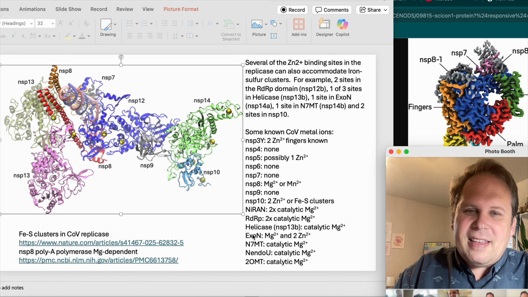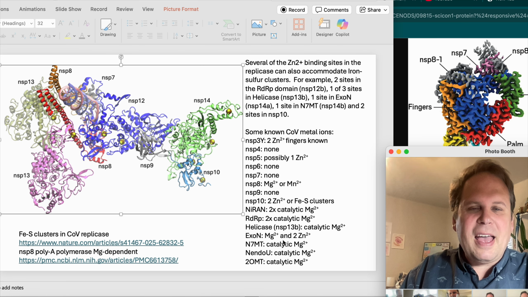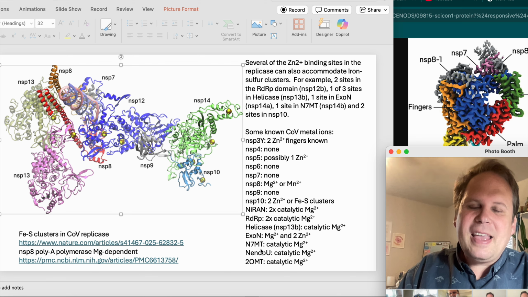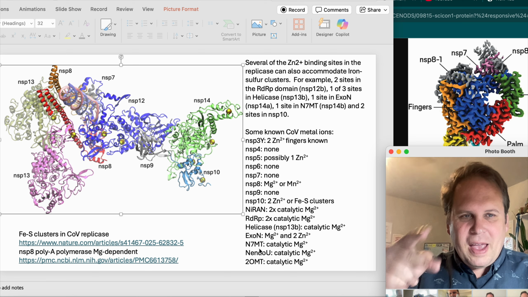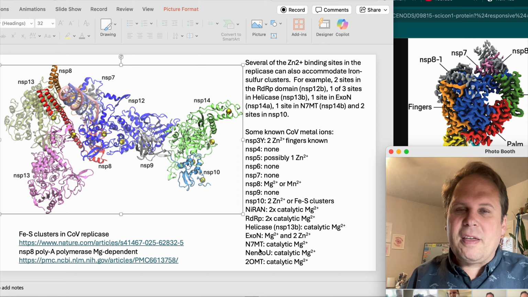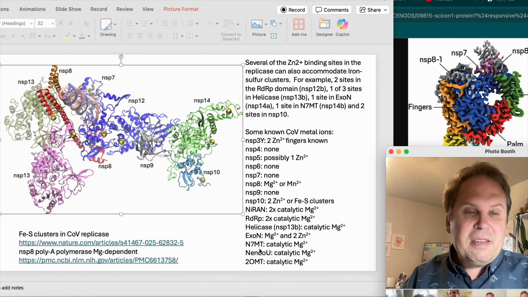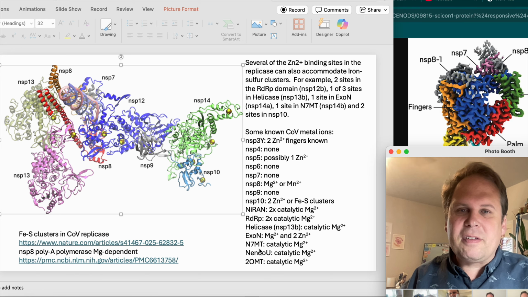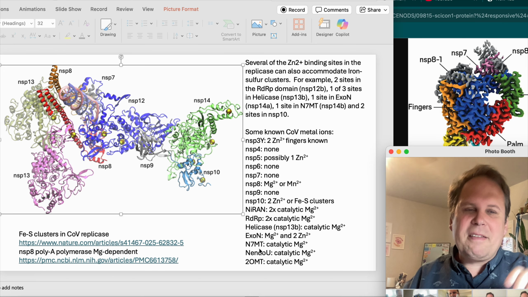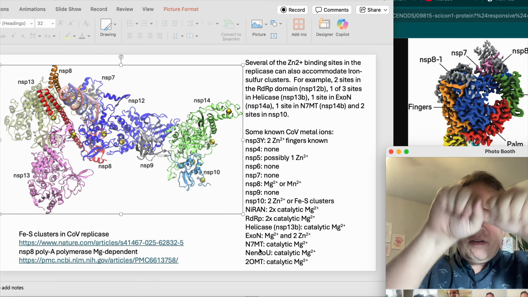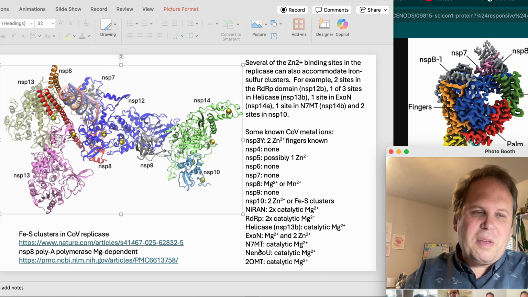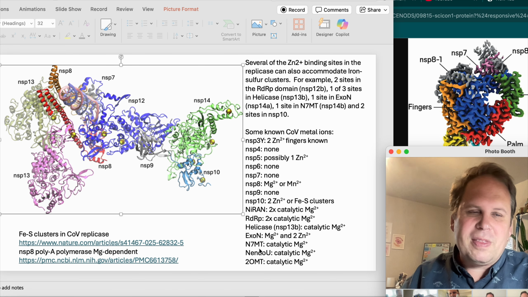Let's see. Next up, helicase is going to have... Oh, no, we already did helicase. Sorry. Next up, the exonuclease and N7-methyltransferase. So those are the two halves of NSP14. There's 3 metal ion binding sites on those. 2 of those can be substituted for iron sulfur clusters, 1 on each domain. There's also a zinc binding site that's kind of at the junction of the 2 domains, because it's like two blobs that are next to each other with a little chain in between them. That's what the protein looks like.